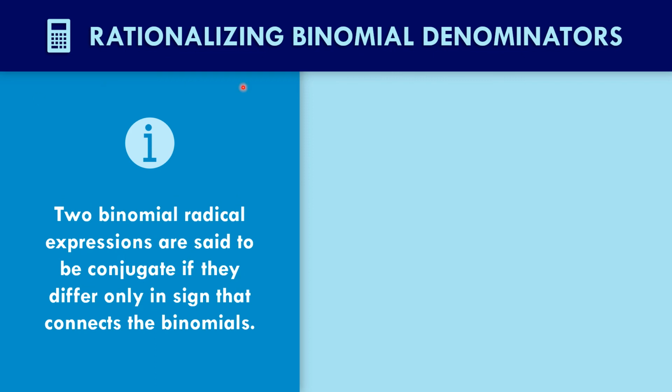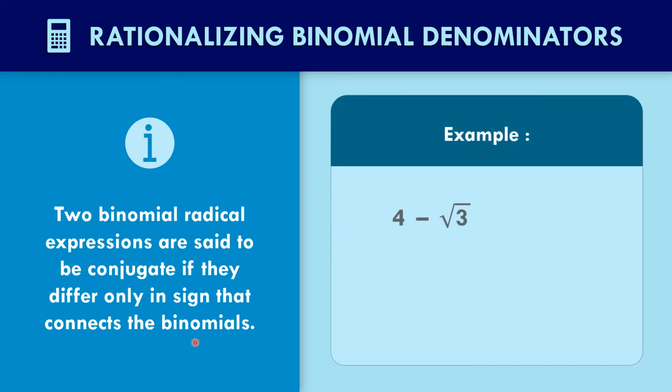How to divide if our denominator is a binomial? So let us rationalize binomial denominators. Two binomial radical expressions are said to be conjugates if they differ only in the sign that connects the binomials. In the given example, that is 4 minus the square root of 3. So if that is 4 minus square root of 3, copy 4, copy square root of 3, but then only the sign is changed. So negative and then positive.